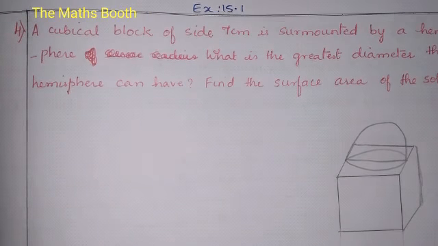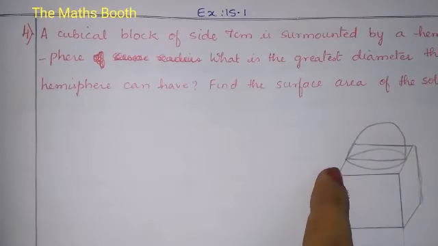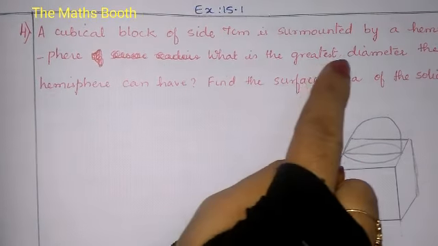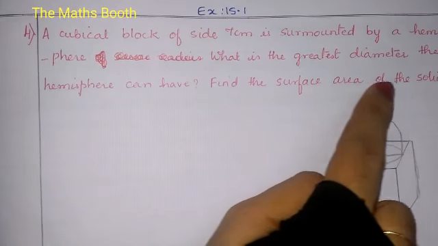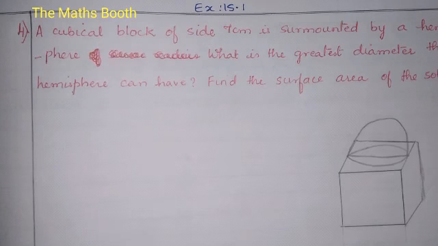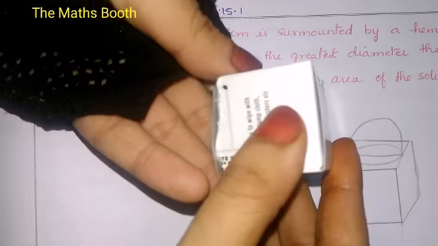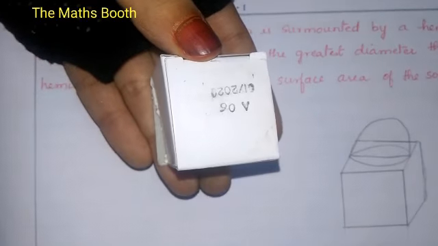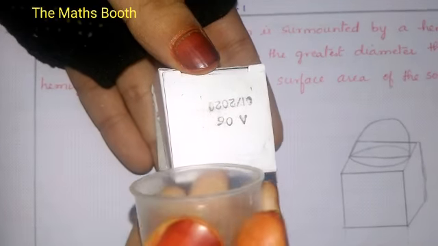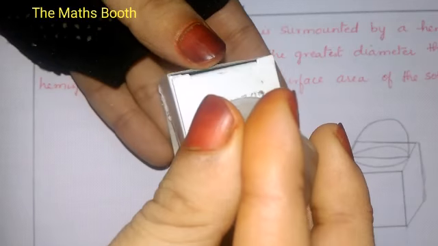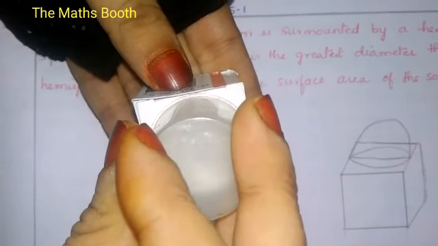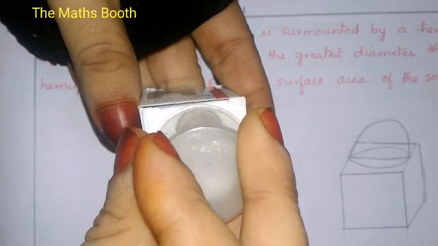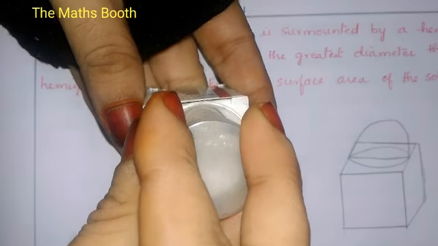What have they told? A cubical block of side 7 cm is surmounted by a hemisphere. For example, this is a cubical block and on that a hemisphere is surmounted. What is the greatest diameter the hemisphere can have? Find the surface area of the solid. Here, I'll just show you. This is one cubical block, like a small box. On that, if we surmount this small hemispherical shape completely on this cubical block, the shape formed is the given question shape. Now we can see that the whole upper surface of the cubical block is covered by this hemisphere, right?